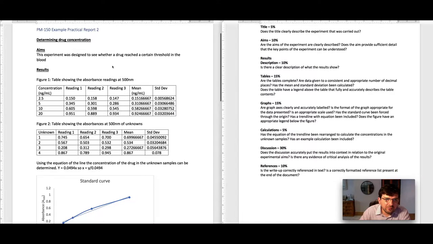As with the first report, this student has not provided any kind of context for the results. There needs to be a description of what the results show. Okay, so that's an area of weakness. So they would get nothing for the description.